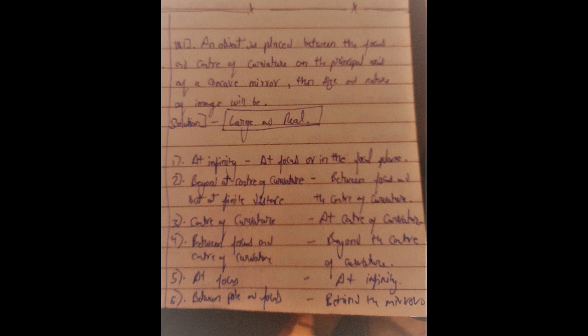At infinity, the size of image is extremely diminished. When it is between 2f1 and infinite distance, then size of image is small. At 2f1, the image is of same size. Between f1 and 2f1, it is magnified. At f1, highly magnified. Between lens and f1, size of image is magnified.